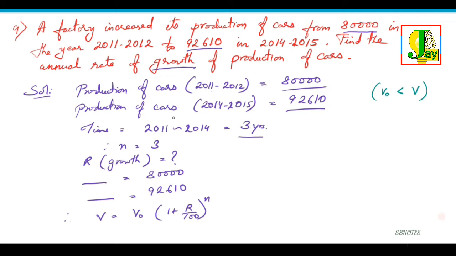This is a growth problem again. So we have the formula for the growth problem. We just need to find out which one. We know that in a growth problem the final amount is more than the initial amount. Obviously this has to be the final amount. So the final amount is 92,610, and the initial, actually this is production of cars, number of cars, so the initial number of cars will be 80,000. Okay, so now just putting the values in the formula.